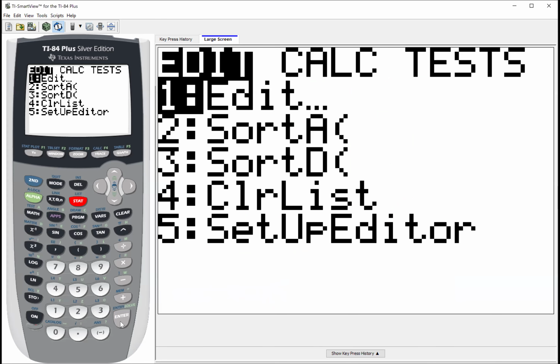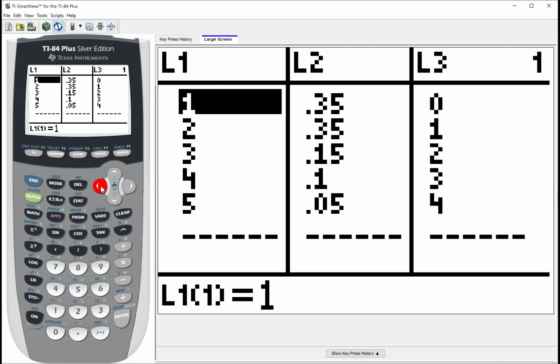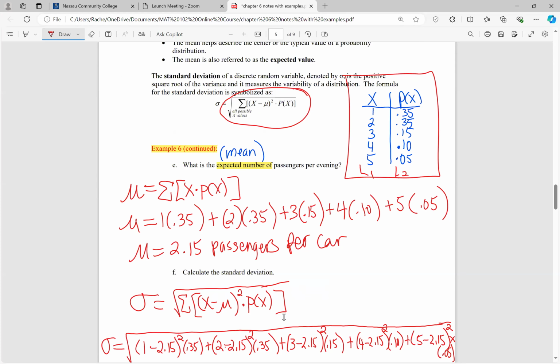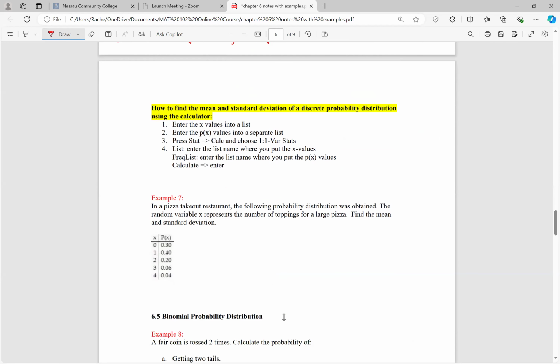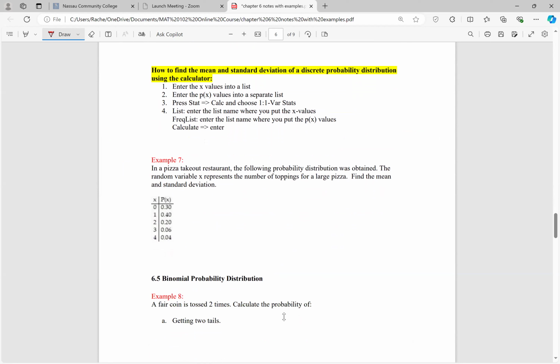So like I said, I have this probability distribution in L1 and L2, and it looks exactly like it does on the paper, right? X is 1, 2, 3, 4, 5. And then I have my probabilities of 0.35, 0.35, 0.15, 0.1, and 0.05. And I just want to point out that I have the steps that we're going to follow in the calculator right here, right below this question highlighted in yellow. So how to find the mean and standard deviation of a discrete probability distribution. And both are in the same place. So once we follow these steps, we're going to see both the mean and the standard deviation.